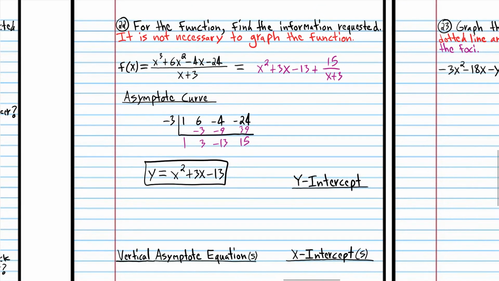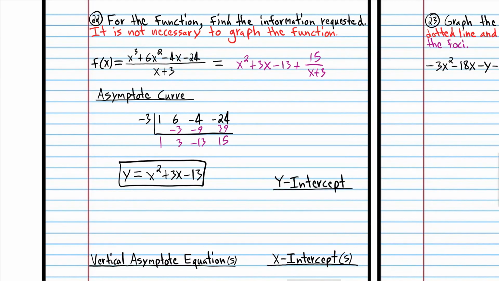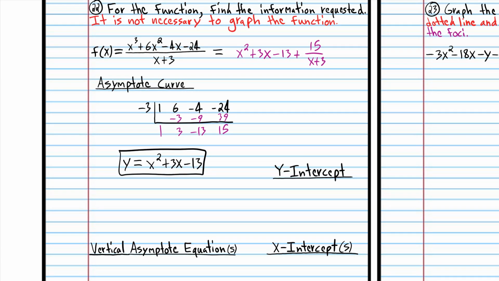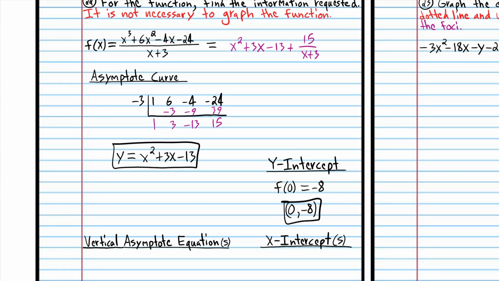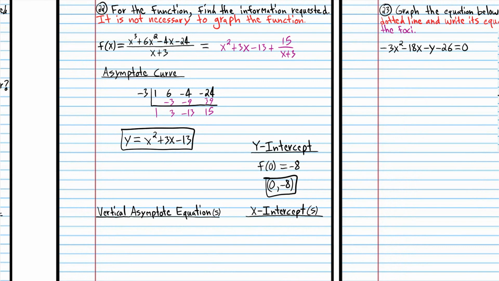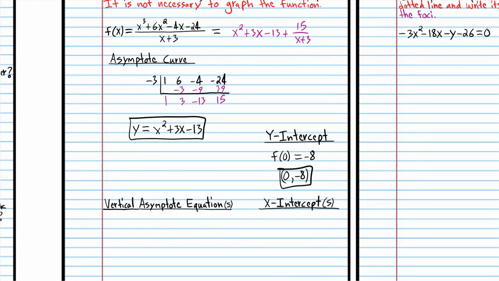Okay, and the y-intercept, all we have to do is let x equal 0. So f of 0, and you can just plug in 0 to all the x's, and we're left with negative 24 over 3, which is negative 8. So 0, negative 8 is the y-intercept. The vertical asymptote: this factor didn't cancel out, so that means that x equals negative 3 is a vertical asymptote.